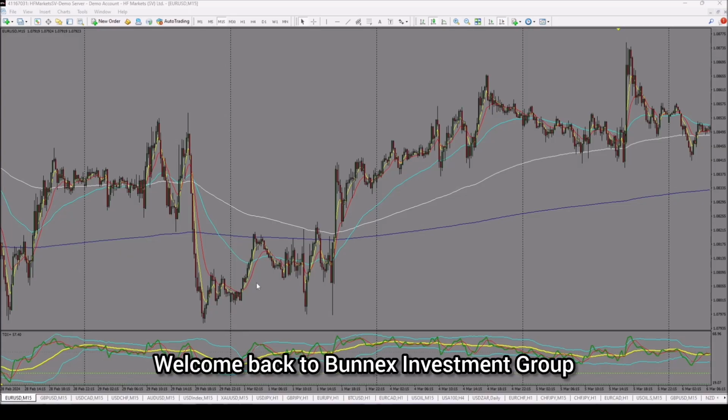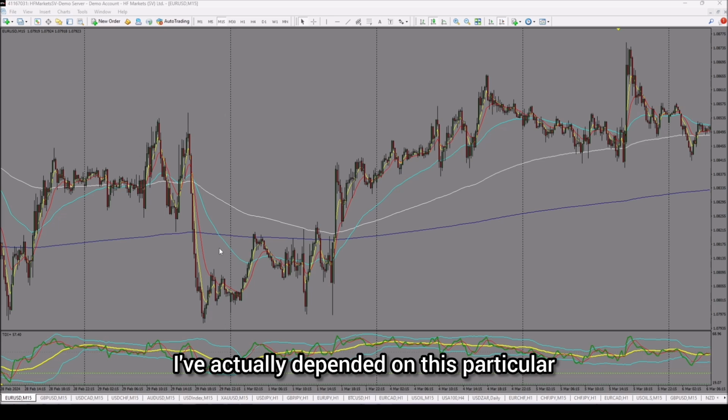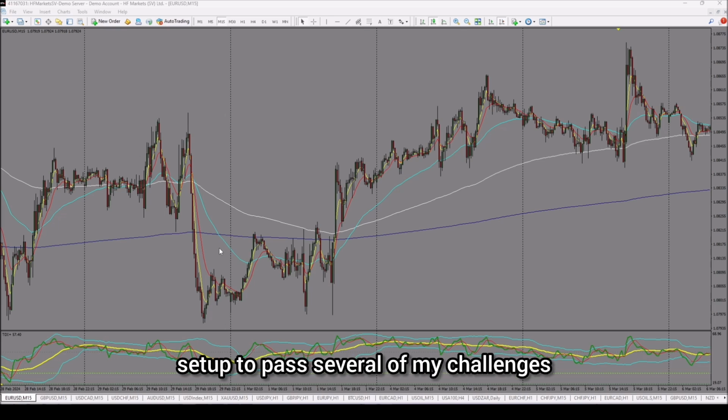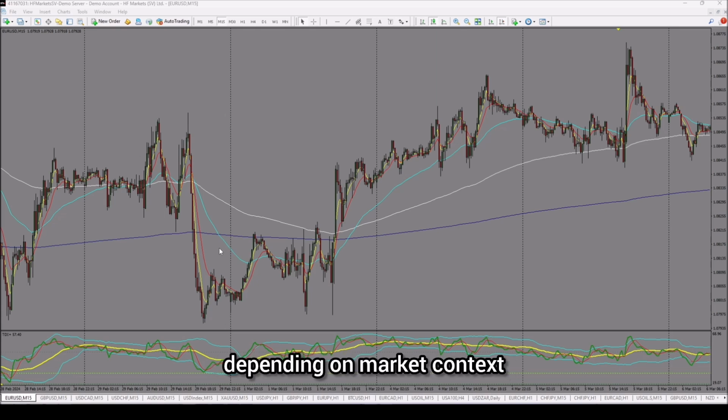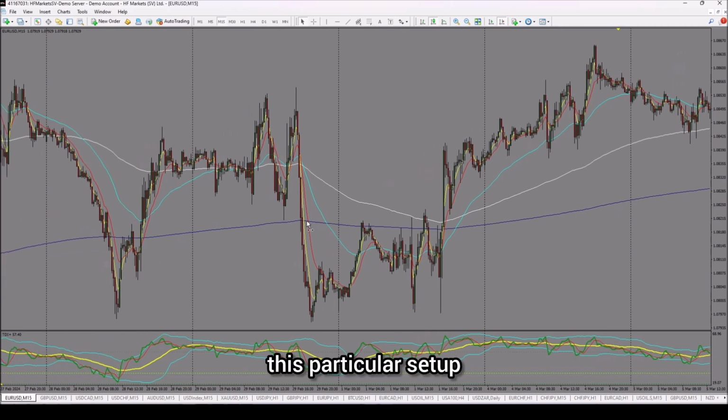Hello traders, welcome back to Bunnex Investment Group. In this video, we are going to talk about a very simple trading setup. I've actually depended on this particular setup to pass several of my challenges. So what is that particular setup? It's basically an M or a W depending on market context. However, there are rules to actually trade this particular setup.